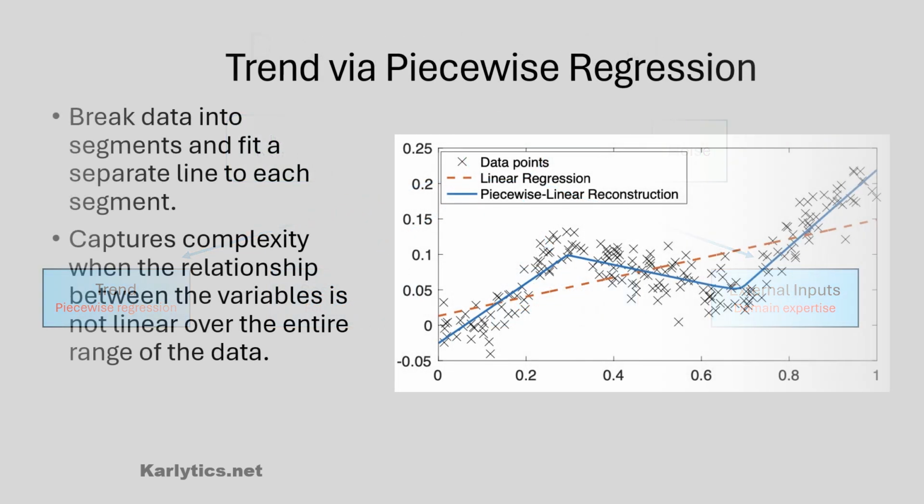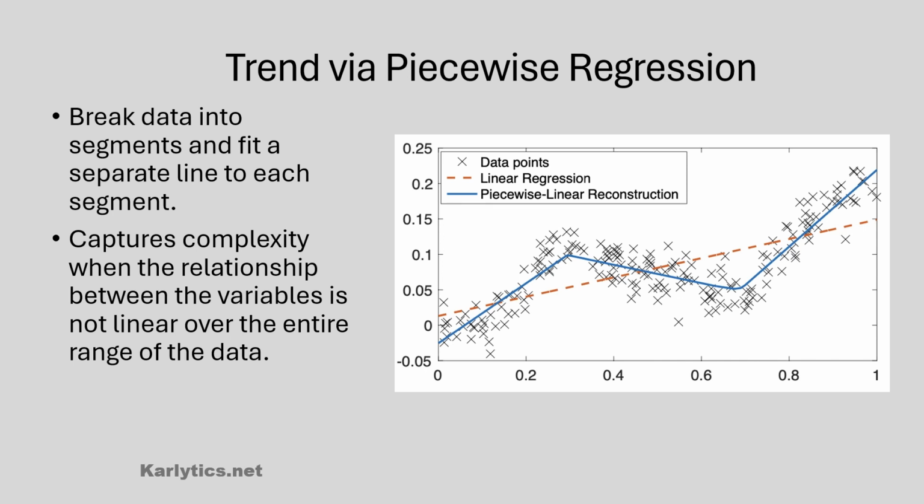Imagine you have a scatter plot of data points that don't follow a single straight line trend. Instead of trying to fit one line to all the points, piecewise regression breaks the data into segments and fits a separate line to each segment. Piecewise regression looks for points in the data where the relationship between the variables changes. These are called breakpoints, or knots.